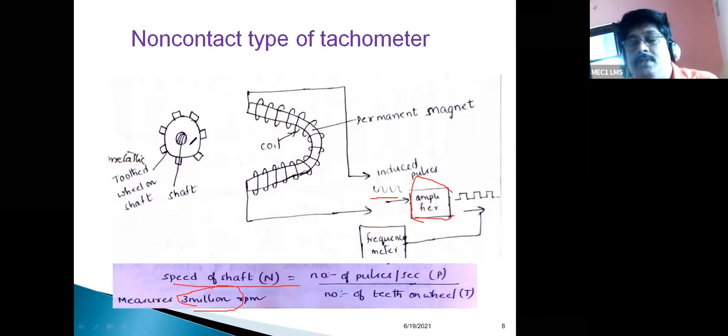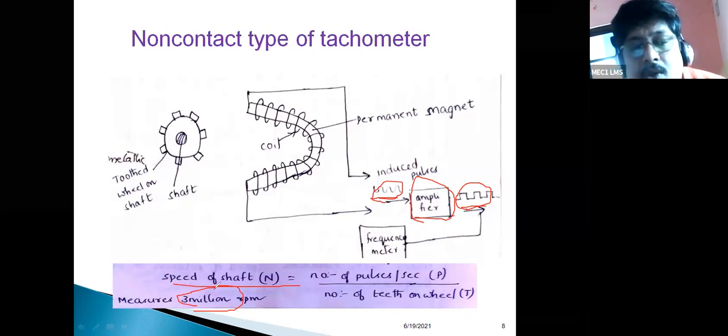Thereby the magnetic flux linkages developed are cut by this toothed wheel, and thereby induced pulses are produced. That is nothing but electrical signals. These pulses are sent to the amplifier, where the signal gets strengthened, and then it is sent to the frequency meter, where we can get the parameter which is proportional to the speed of the rotating shaft.